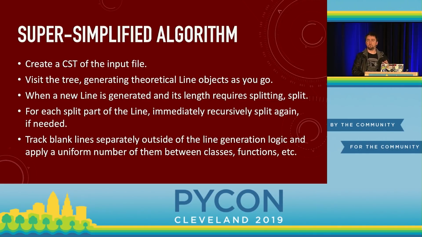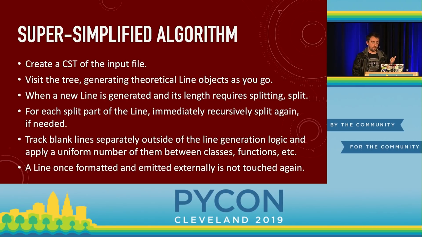We also track comments and stuff like this. But the rule is this: a line, once formatted and emitted externally, is not touched again. So we just do one pass. That makes it predictably fast and linear, right? And not quadratic.